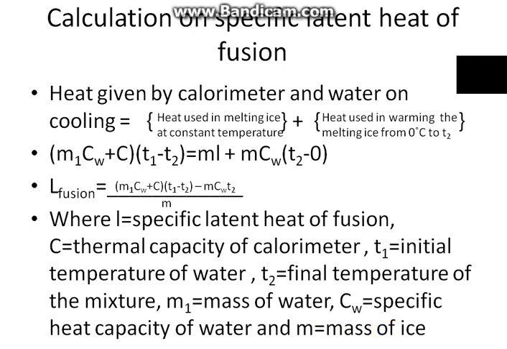where L is specific latent heat of fusion, C is equal to the thermal capacity of calorimeter, T1 is equal to the initial temperature of water, T2 is equal to the final temperature of the mixture, M1 is equal to the mass of water, CW is equal to specific heat capacity of water, and M is equal to the mass of ice.